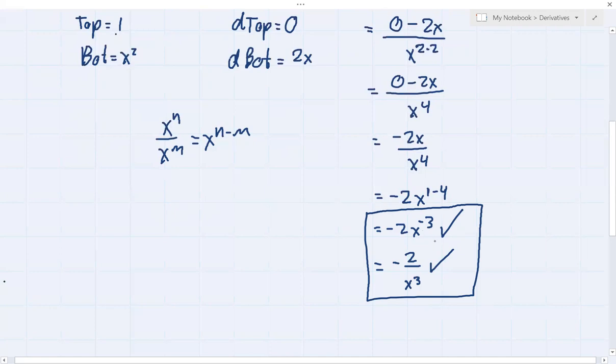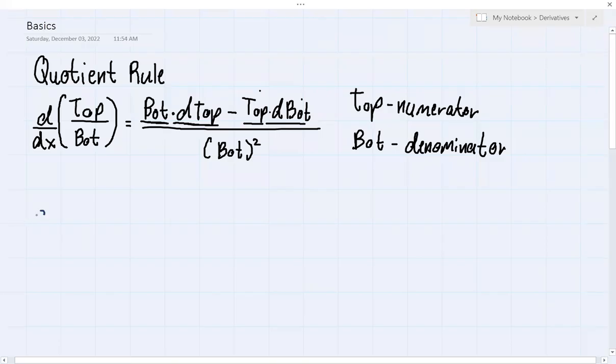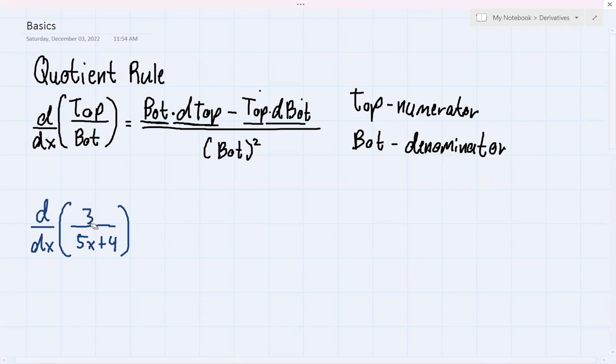Now, let's try something bit of a challenge. Okay? Something na matcha-challenge tayo rito. Okay? Kumbaga, we encountered two examples na madali. Now, let's try a little bit challenging. So, what if meron tayong ganito? The derivative of 3 all over 5x plus 4.